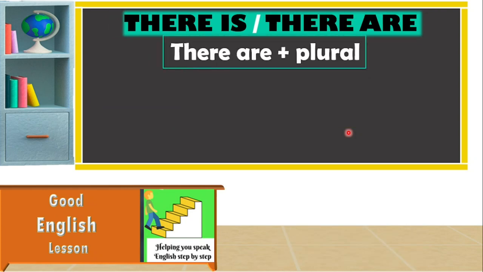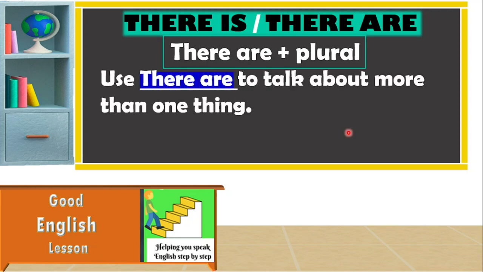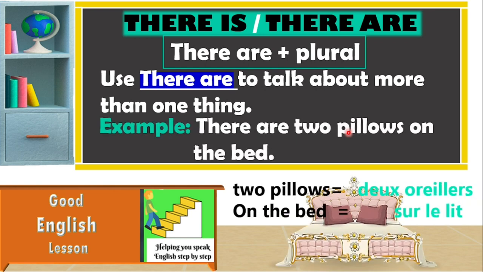How to use there are? There are plus plural. Use there are to talk about more than one thing. More than one, two, three, four, five, and so on. For example, there are two pillows on the bed. Two pillows, more than one, plural. Since two pillows is plural, we use there are.